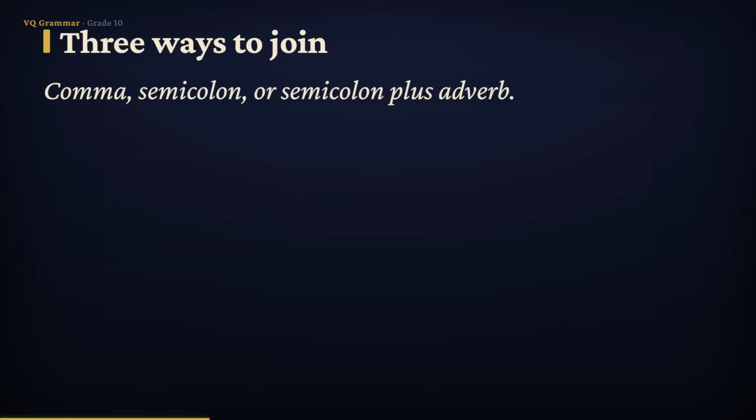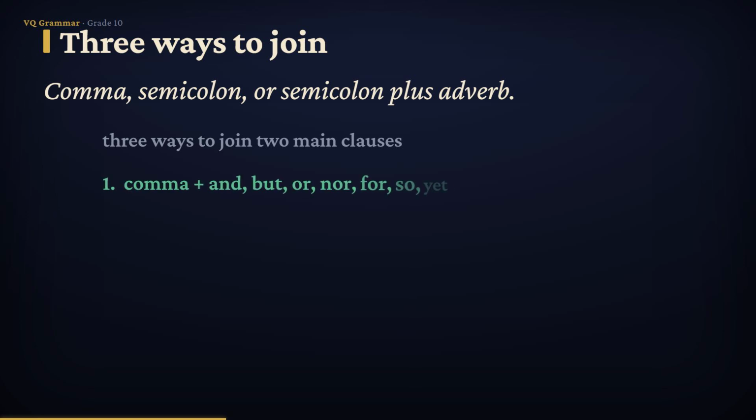If a compound sentence is two main clauses joined together, then the obvious question is, joined how? There are three ways, and you want all three of them in your toolkit. Number one, a comma plus a coordinating conjunction. Those conjunctions are and, but, or, nor, for, so, and yet. The rain stopped, but the field stayed soaked. Comma first, then the conjunction.